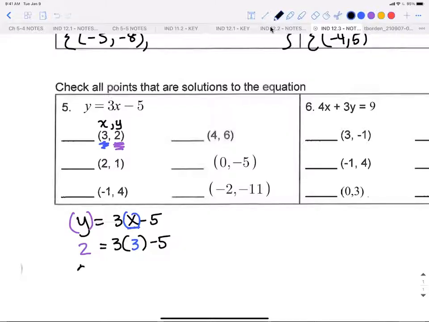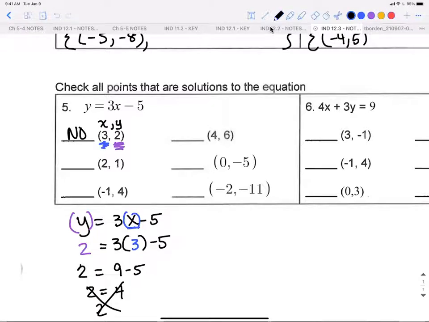So just 2 over here because there's nothing to evaluate. 3 times 3 is 9 minus 5. 9 minus 5 is 4. Does that check out? No. So I would put no, or if you want to just leave it blank, but just remember that you've done that one. You can just put no here or you can leave it blank, because 2 does not equal 4.